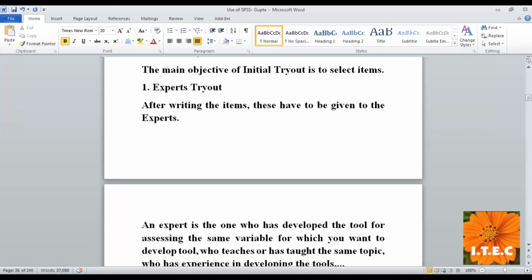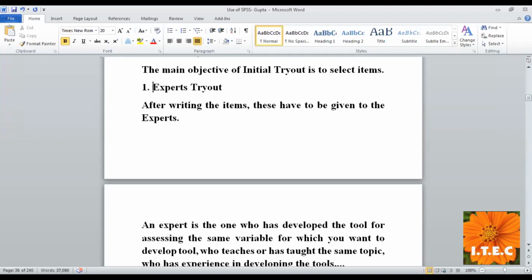Now, if some of the experts are not available online, then you can send the operational definition, the items and the letter through post. But when you are sending it through post, please be careful that you must send two envelopes.